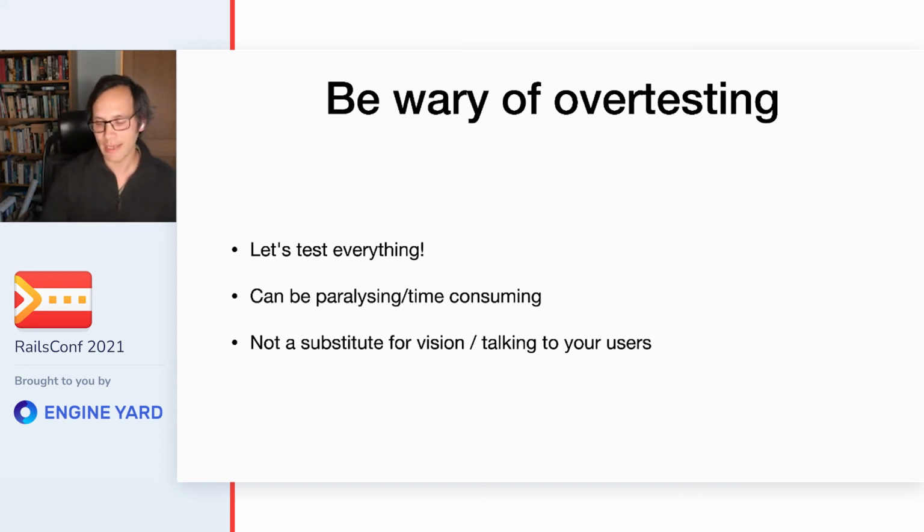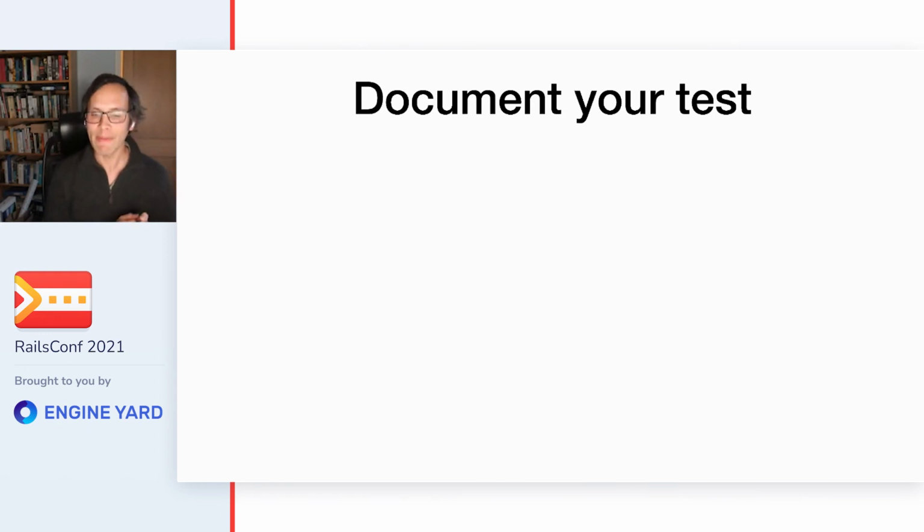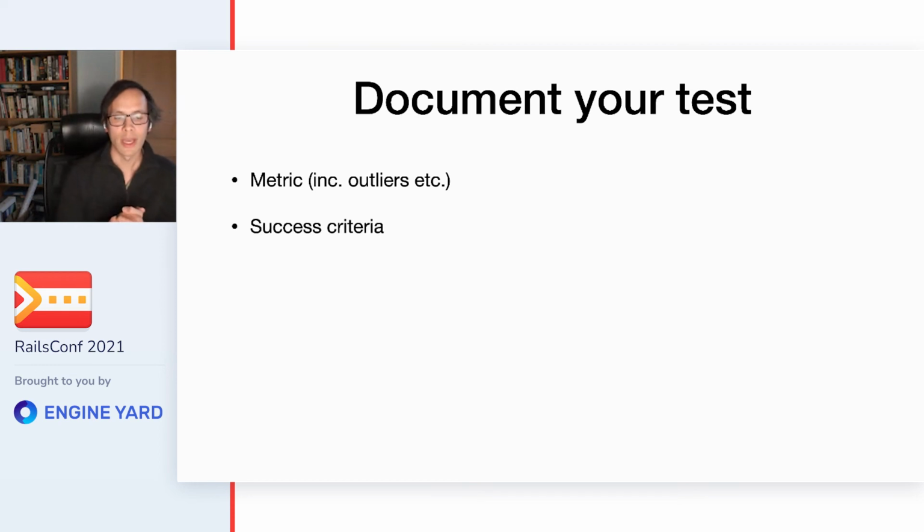And then lastly, I think the most important thing is document your test. Have a checklist every time you do an A/B test, covering things like the metric, how you deal with outliers and so on, and the success criteria. Sometimes you do want the new variant to beat the old one, but maybe that's not that important. Maybe you just want to not make things any worse. If that's the case, write that down.